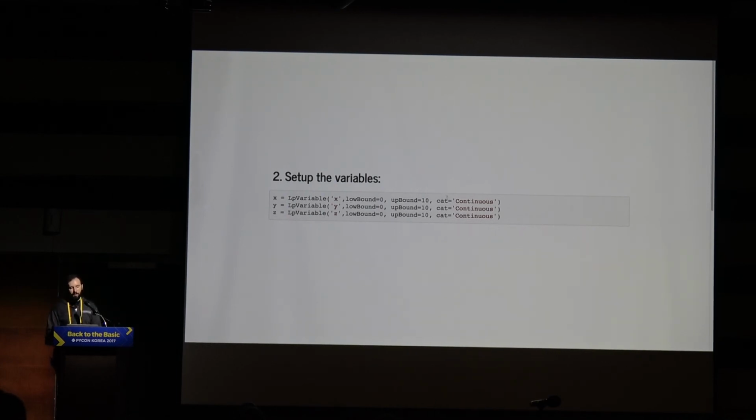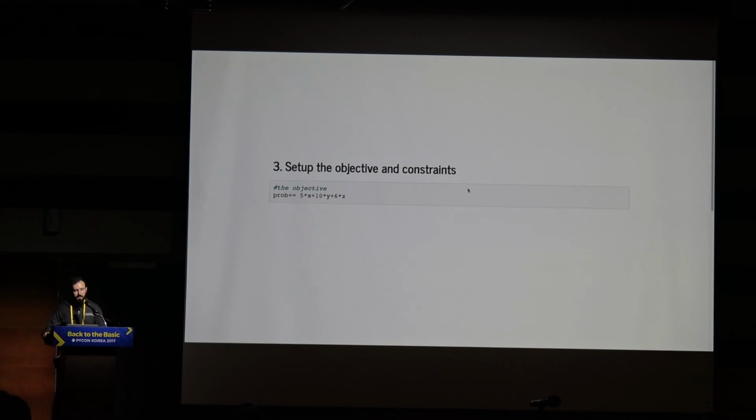And then you have to tell pulp what kind of variable it is. Is it continuous? Is it integer? Or is it a binary variable? So you do that. And then the next thing to do is to set up the objective and the constraints. And pulp makes this really easy because the code looks almost identical to the equation.